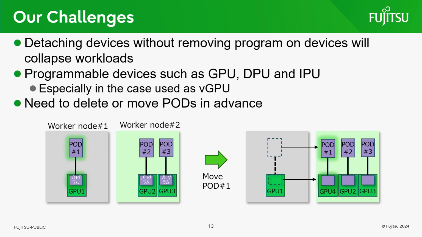For example, there are two nodes. And in this situation, the user wants to remove node number 1 for power saving. In this case, the user has to move pod number 1 before detaching the GPU. So we are discussing these problems with community people.